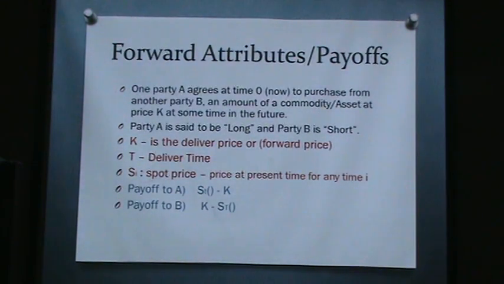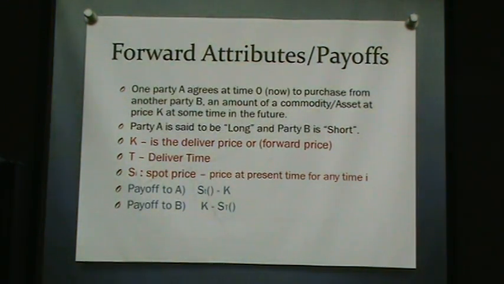Okay, so from the point of view of this forward contract, there are attributes to the contract. We have one party, A, who agrees at time zero, right now, to purchase from another party, B, an amount of a commodity or an asset at price K. We typically use the letter K for a fixed price in the financial world, at some time in the future. Party A is said to be long and party B is said to be short. K ends up being the delivery price or the forward price.